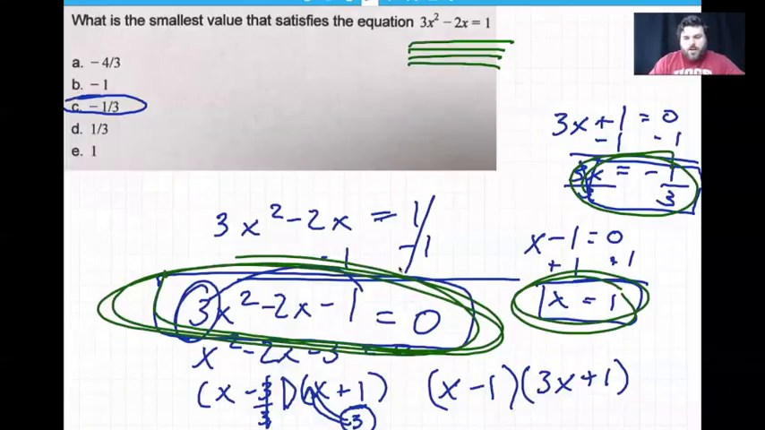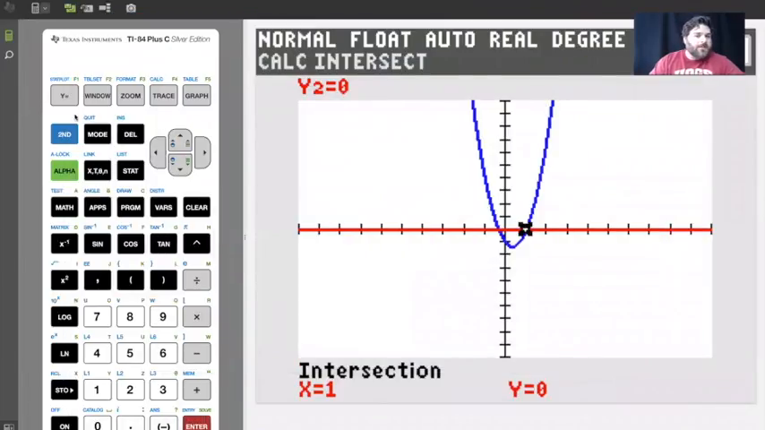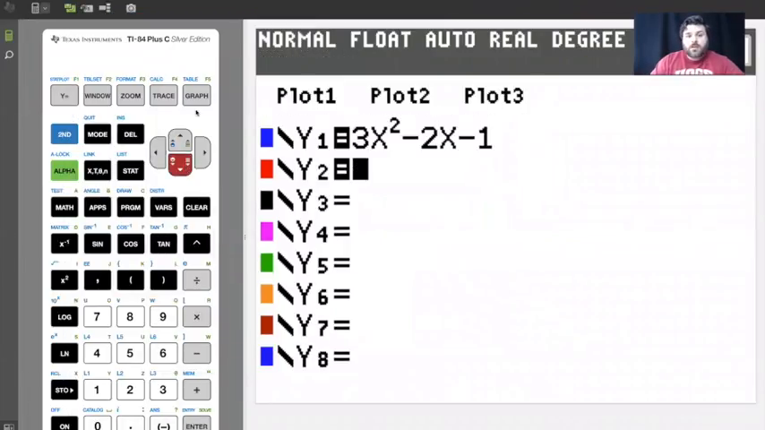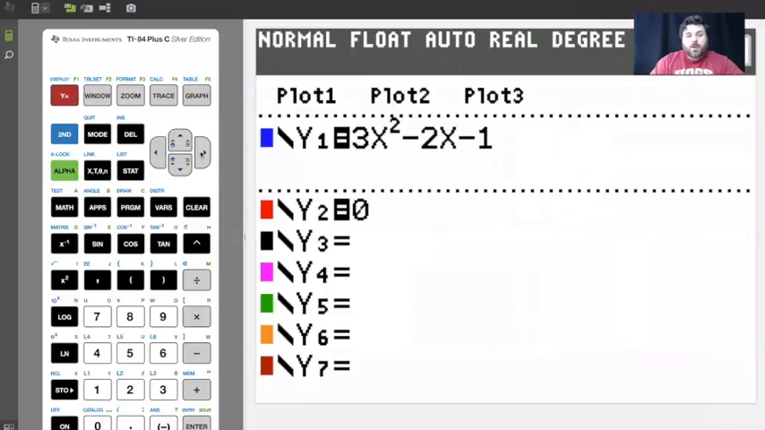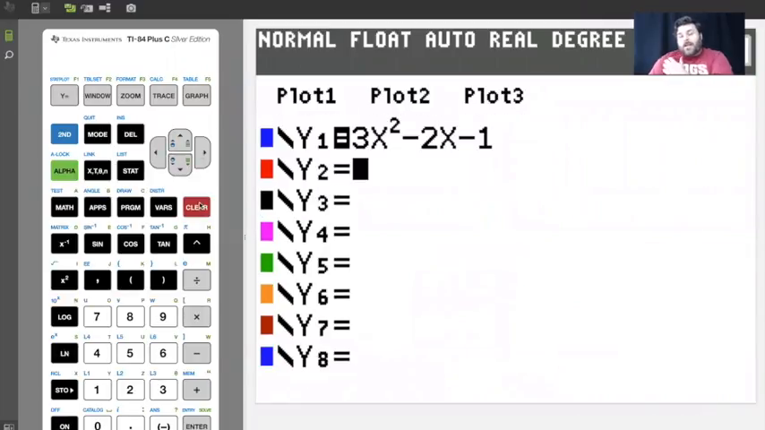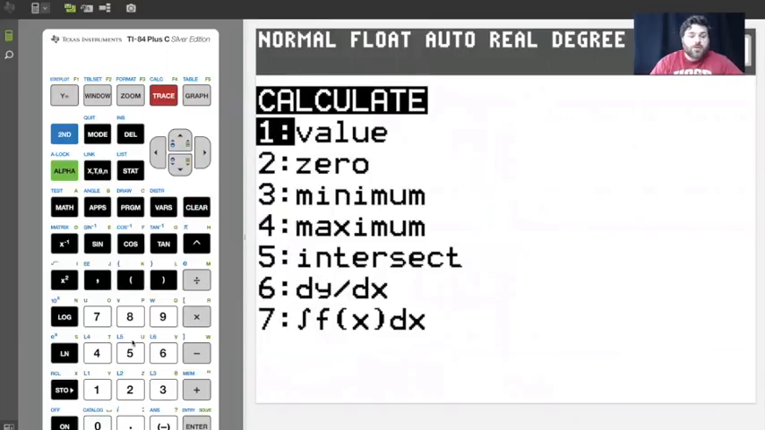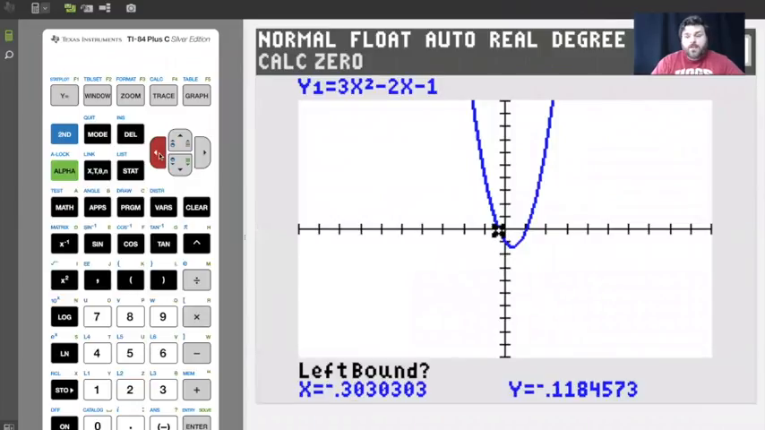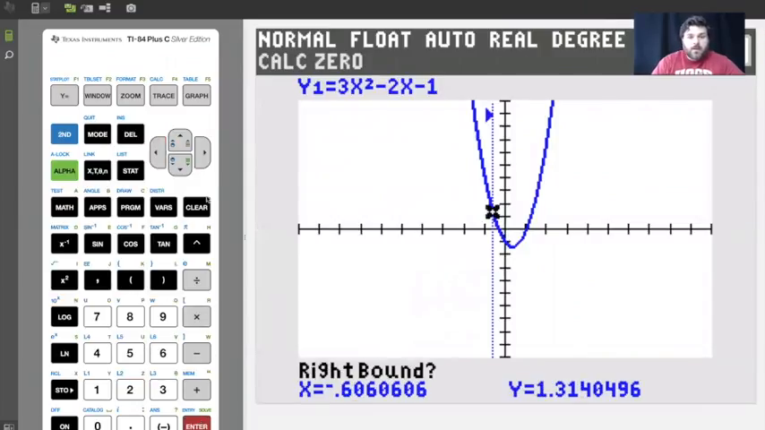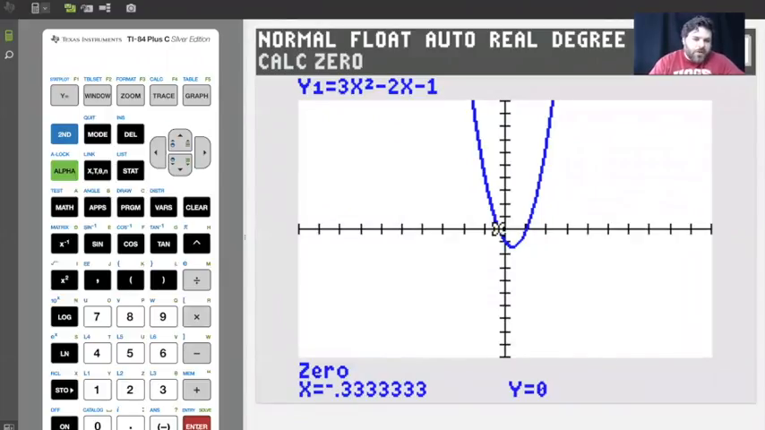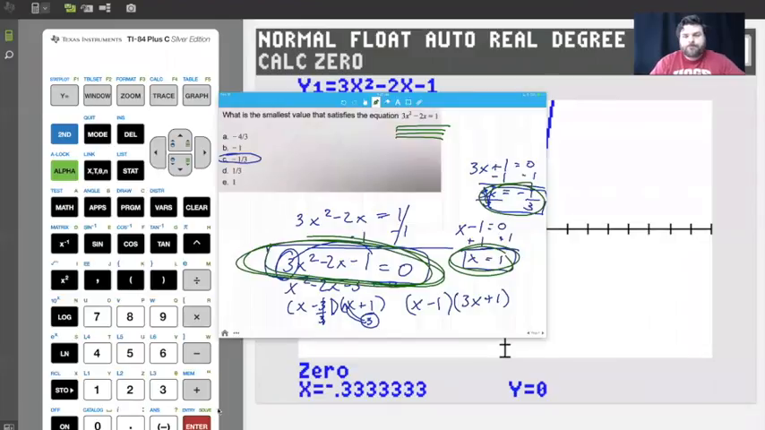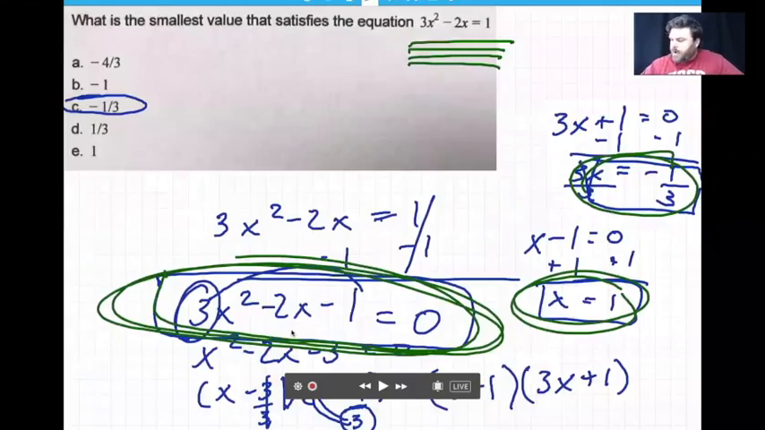Also remember, the other way to do it is to, instead of graph the left side, graph the right side. You just set everything equal to 0. You don't graph the right side, just the left side, but it has to be equal to 0. And then you find the zeros. So second, calculate number 2, the zeros. And we're going to find the zeros here. So left bound, right bound, and then enter. There's our -1/3. Okay. You do the same process for the other side, you get 1. Okay. All right, moving on.